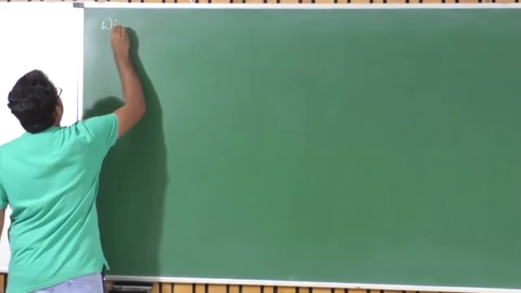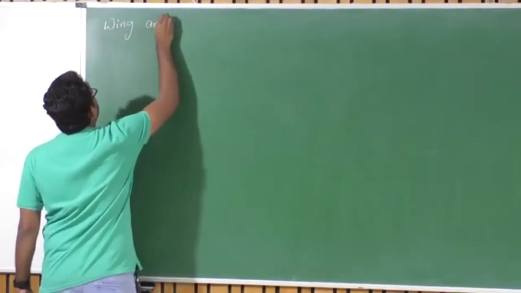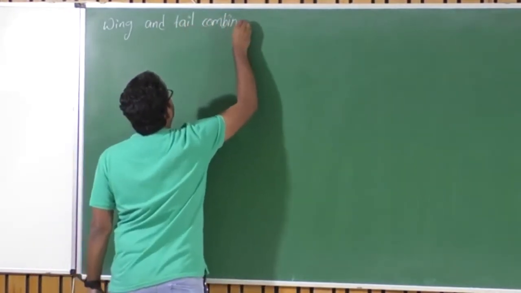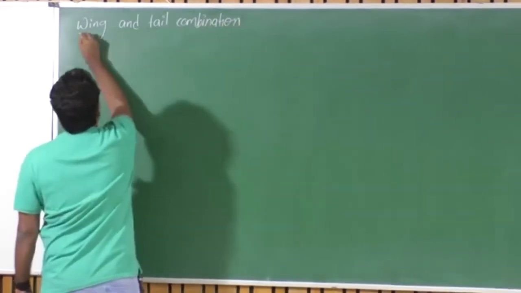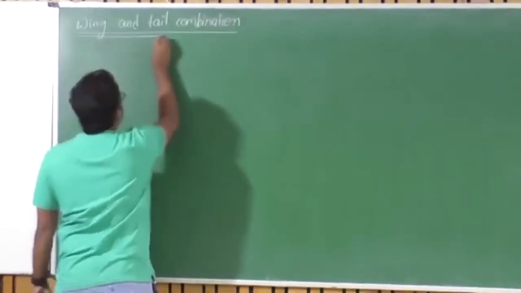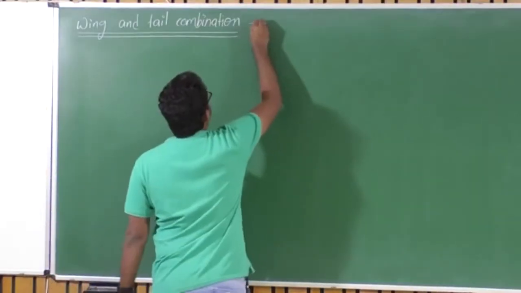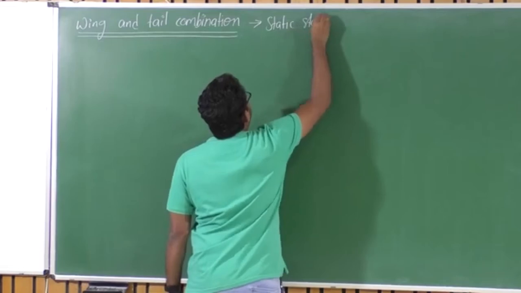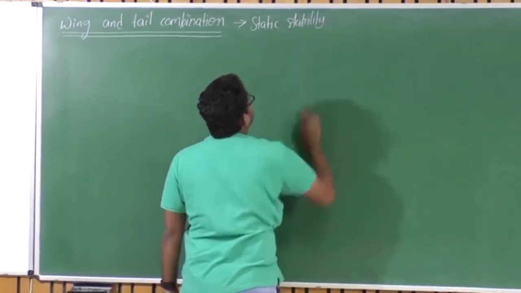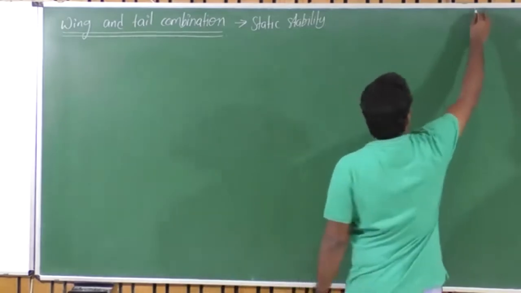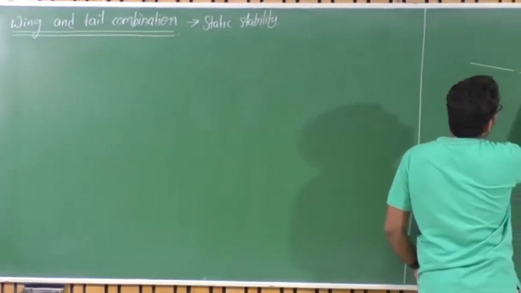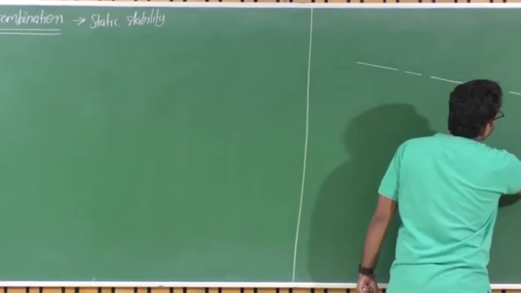Okay. Now let's look at the contribution of wing and tail combination and its contribution towards static stability. So I'd like to divide this into two partitions. So now let's have this wing and tail. So say this is my fuselage reference line.